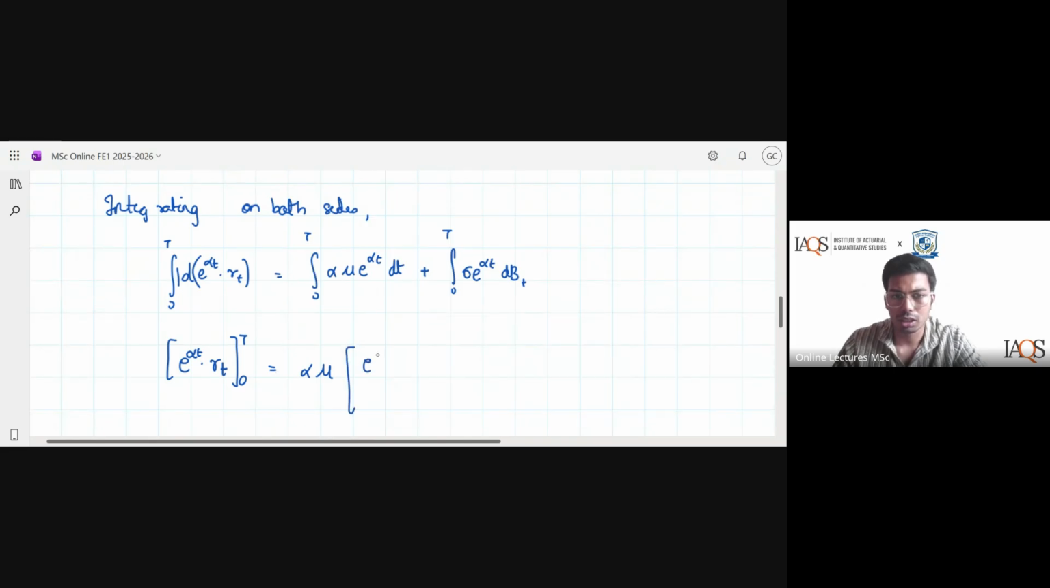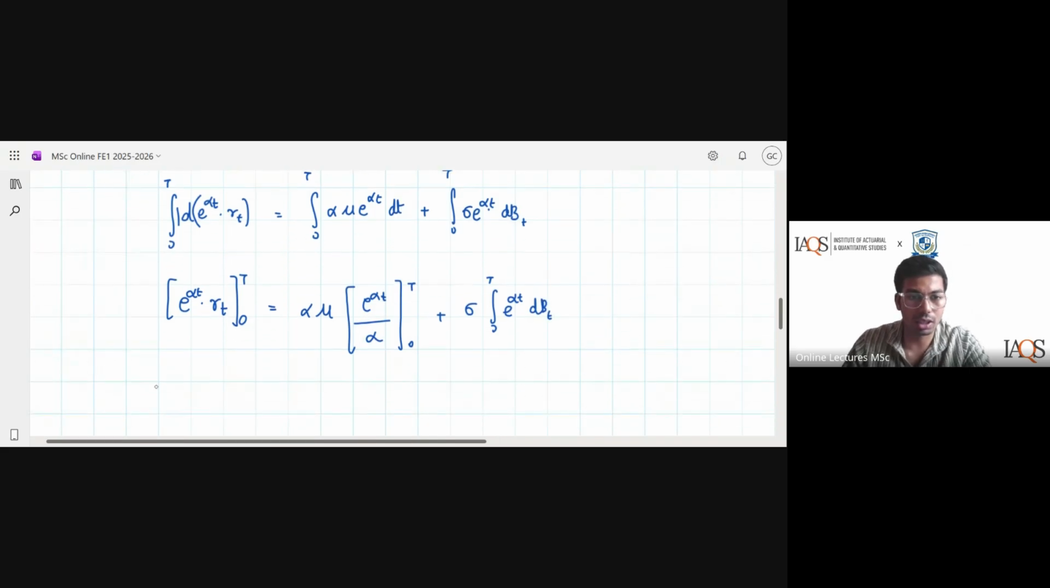The integral of e^{αt} will be e^{αt}/α from 0 to T, plus σ is constant. This is like your type 2 integral. I'm integrating with respect to dB_t, and I know I cannot solve that, so I'll write that as the integral from 0 to T of e^{αt} dB_t. Let's solve the other things. e^{αT} r_T minus e^{α·0} r_0, and e^{α·0} is e^0, which is 1.